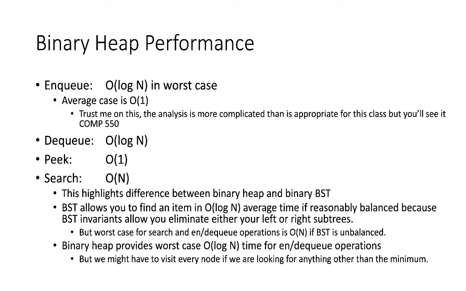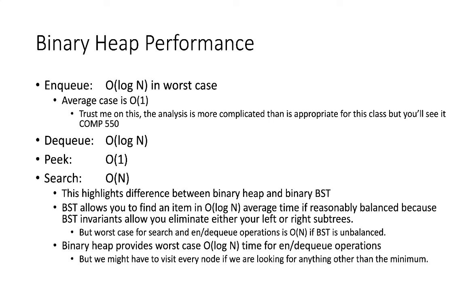Because in the worst case, if your binary search tree was the result of inserting a bunch of items that were already in order, then you're going to end up with a very unbalanced tree that essentially looks like a linked list, and so then you're going to have to go all the way down through every item, right? So if it's balanced, your binary search tree has good performance, but it might not be balanced. A binary heap provides worst case order log n time for enqueuing and dequeuing operations always, right?